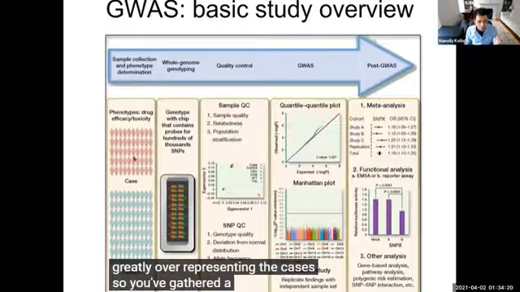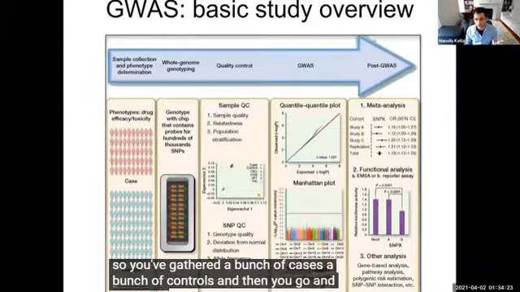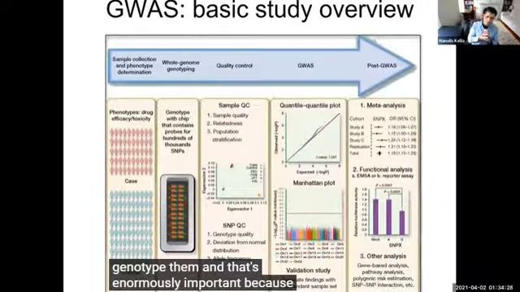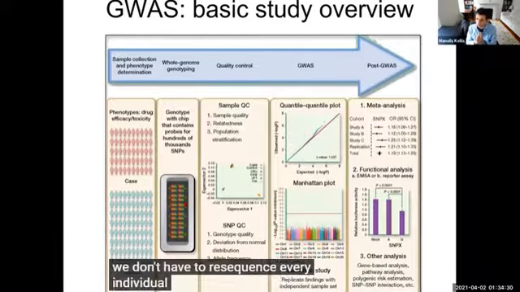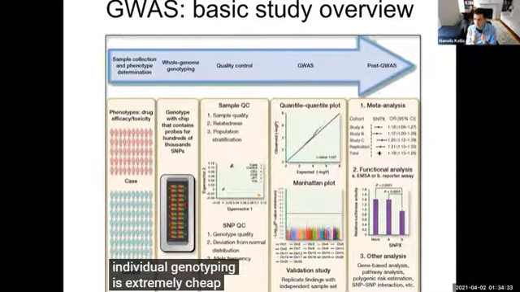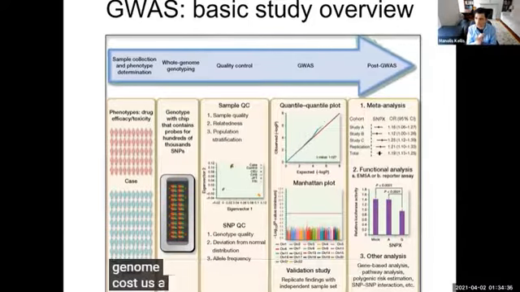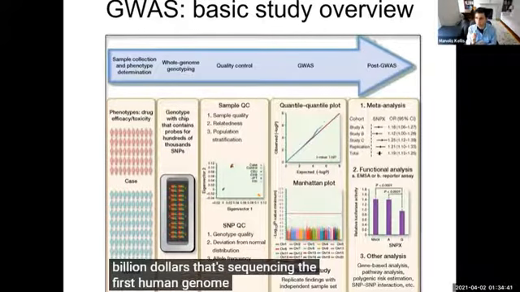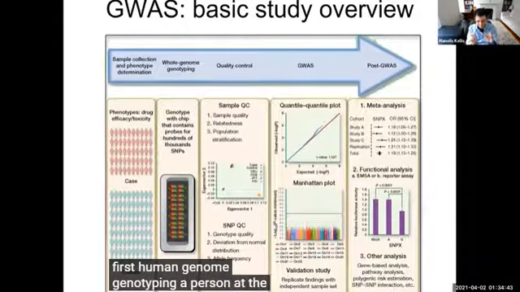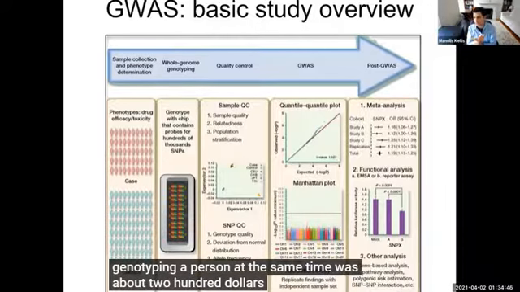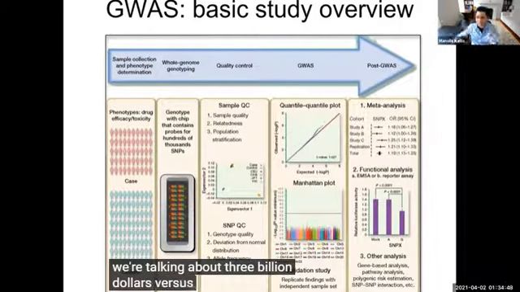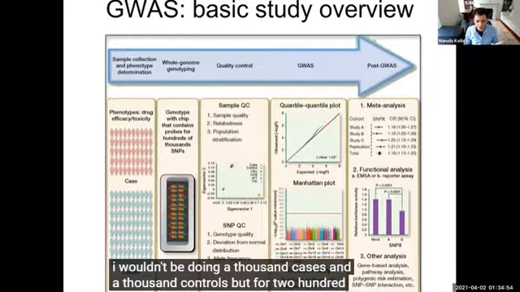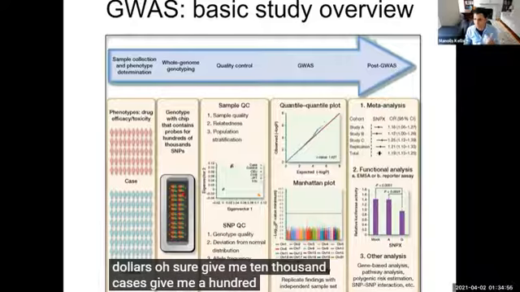So you've gathered a bunch of cases, a bunch of controls, and then you go and genotype them. And that's enormously important because we don't have to resequence every individual. Genotyping is extremely cheap. Sequencing the human genome cost us $1 per nucleotide. That's $3 billion. That's sequencing the first human genome. Genotyping a person at the same time was about $200. We're talking about $3 billion versus $200. For $3 billion, I wouldn't be doing 1,000 cases and 1,000 controls. But for $200, oh, sure, give me 10,000 cases, give me 100,000 cases.